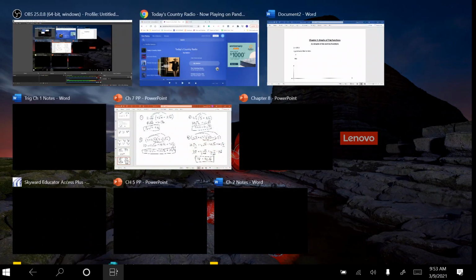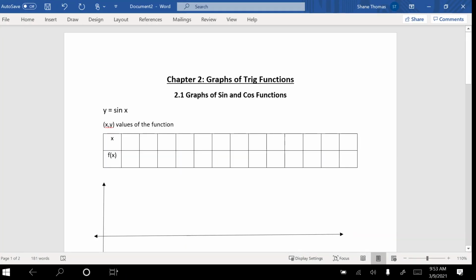So, 2, grasp the trig function. We're starting with the sine function. So the sine function, we're just looking at the basic y equals the sine of x. So how is this going to look? We're going to fill out this chart here with what the values of this would be.